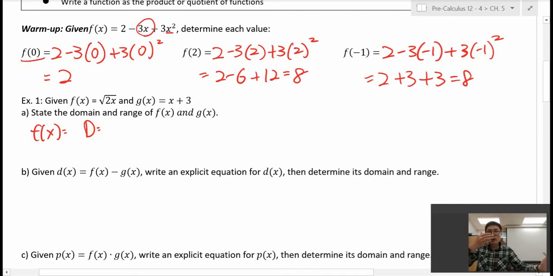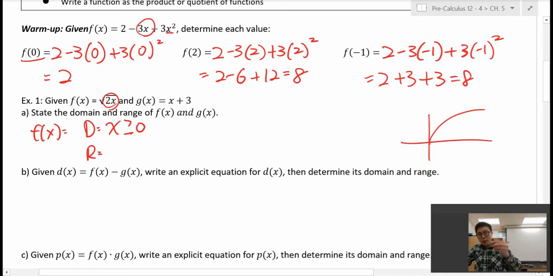domain, well, it's root 2x. So recall, it's a square root function, right? So we cannot square root negative numbers. So in that case, that means 2x has to be bigger than or equal to 0. Well, that simply means that x has to be greater than or equal to 0, right? X simply has to be bigger than or equal to 0 because we cannot square root negative numbers, okay? Now for the range, if you recall from the previous unit, root function looks like this. So before any transformation, of course. So that means we have the range of greater than or equal to 0 as well.